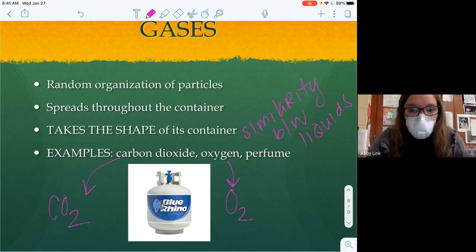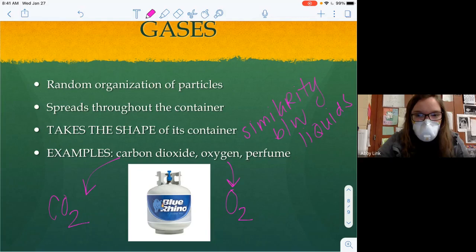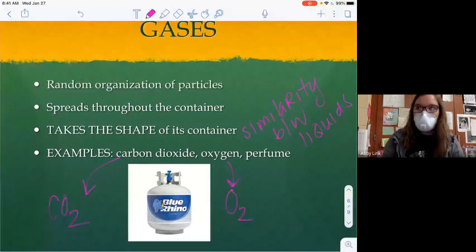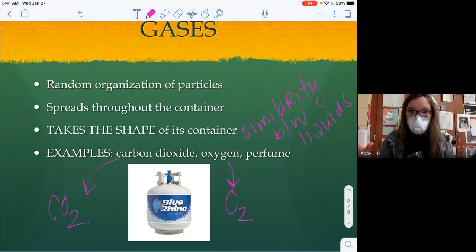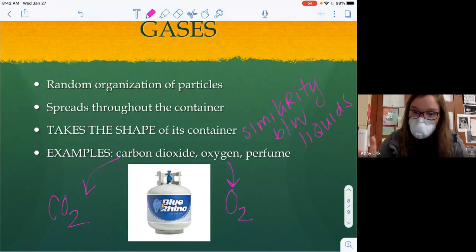Yeah, good, oxygen. All right, my last example there is perfume. So we're not talking about when it's in the bottle, but once you spray your perfume, don't you see it kind of mist out before you if you spray it pretty close to your face? So that is also kind of forcing that liquid perfume into a gas so that it can actually spread out.